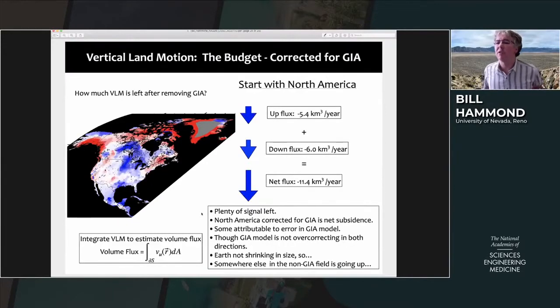But because we have these models of GIA, we can subtract that out and show that for North America, in the up areas, you subtract the GIA and you get minus 5.4 cubic kilometers per year. So it looks like there's either a little error in the GIA model, or there are processes contributing to vertical land motion on a continental scale that are net subsidence. The same is true in the area that is subsiding from GIA. The model doesn't fully account for that. So the net is downward. So if you forget about GIA, there's actually quite a lot of vertical land motion and it's net subsidence in North America.